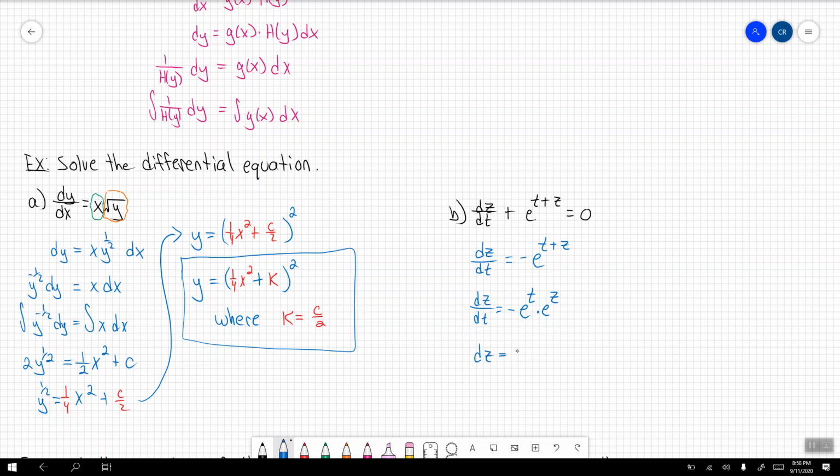All I need to do now is isolate my respective variables on one side. Notice the dz differential is on the left-hand side, so I want to keep all of my variables for z on the left-hand side. So I'm going to divide by e to the z. So this is going to be e to the power of negative z dz is equal to negative e to the t dt. And then we integrate. Looking pretty good so far. Let's keep it going.